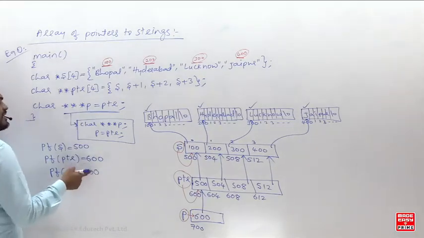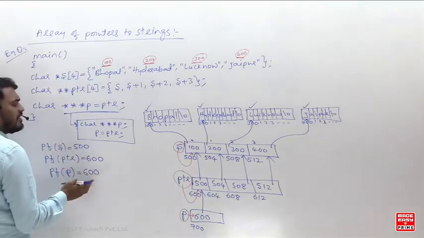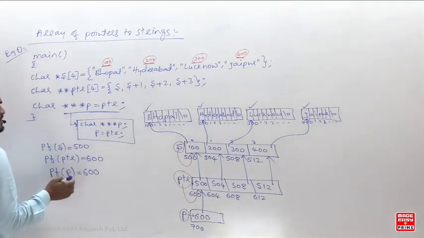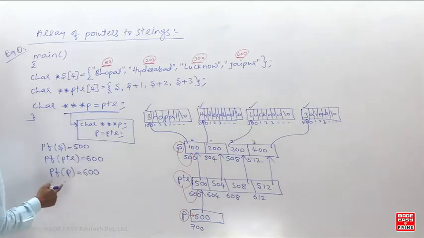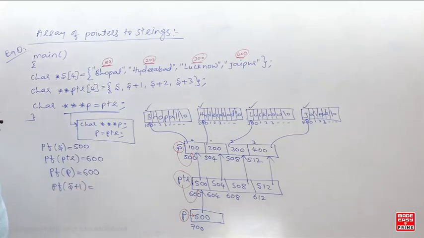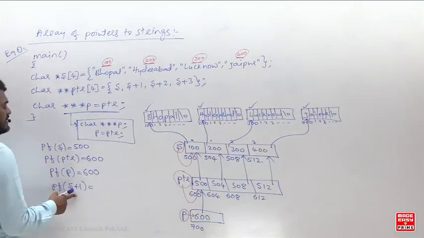I told this already in the class, array of pointers, I think the day before yesterday. Now tell me, if I say printf yes plus 1, what will it print? Look and tell me. Yes plus 1. Okay, right.